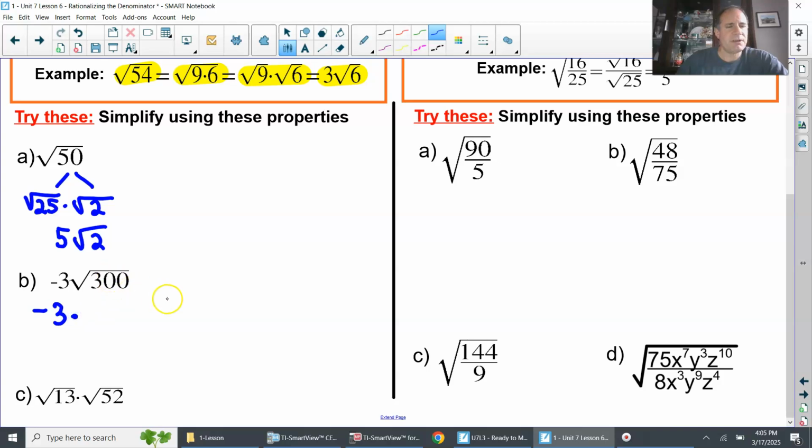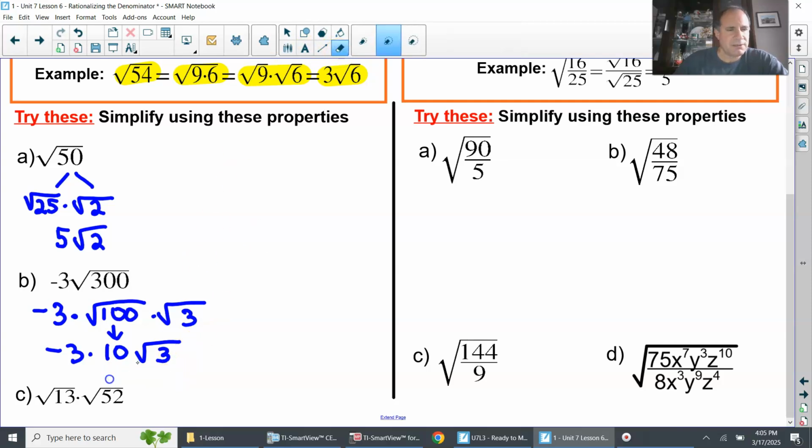For this one, we have negative 3 times the square root of 300. The largest perfect square that goes into 300 is 100. So 100 times the square root of 3. So we have negative 3 times 10 because the square root of 100 is 10. And then the square root of 3 comes down right after it. So this is negative 30 square root of 3. And let me just put that on the side here. I don't want to squeeze it in.